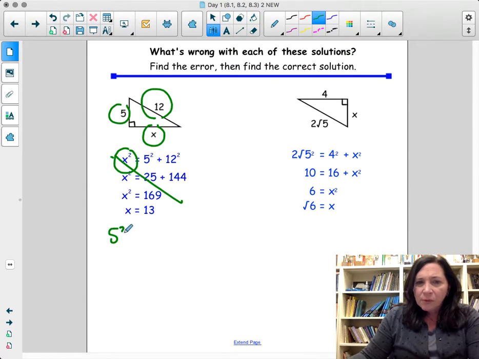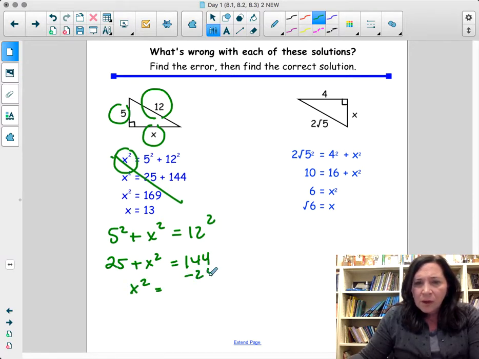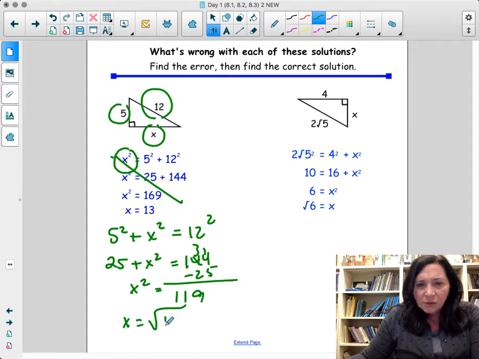So you have 5 squared plus x squared is equal to 12 squared. That would be 25 plus x squared is equal to 144. Subtract 25, I get x squared equals 144 minus 25. I'm going to have to borrow again. So that's 119. So I've got x is equal to the square root of 119.